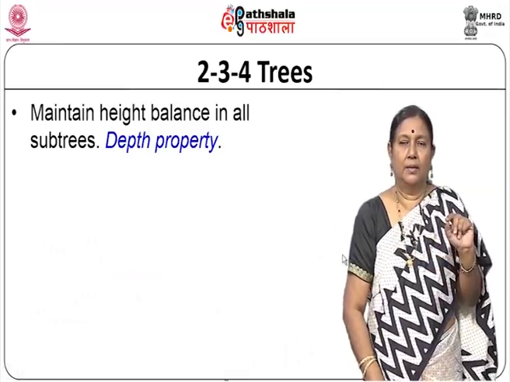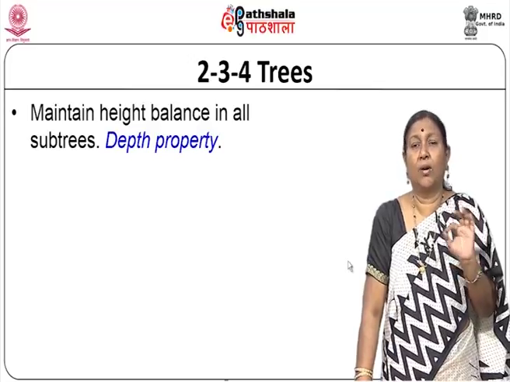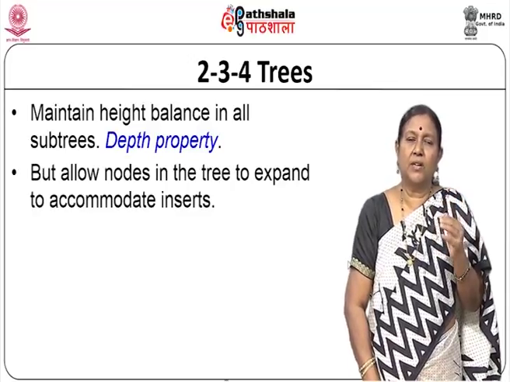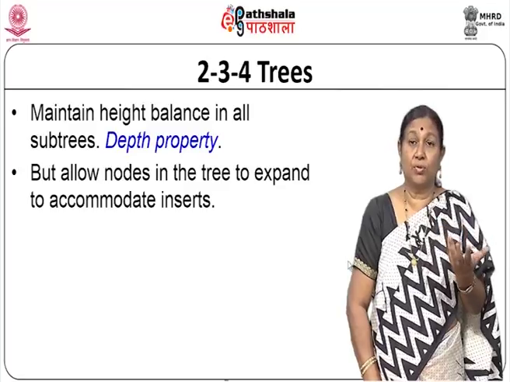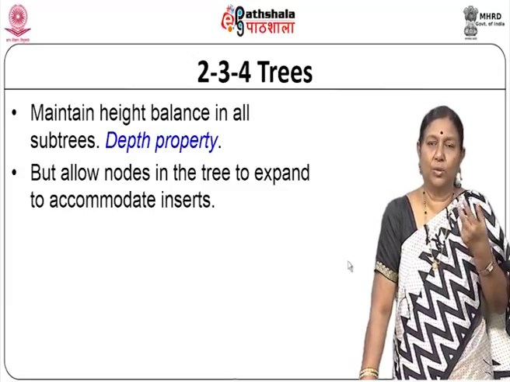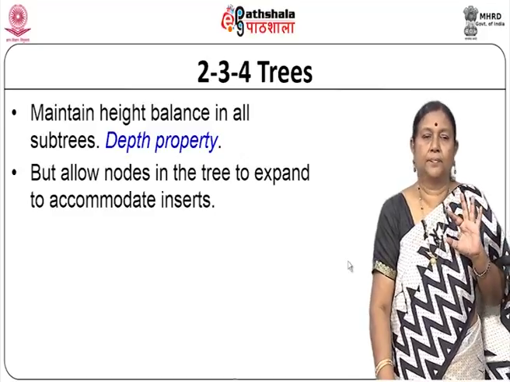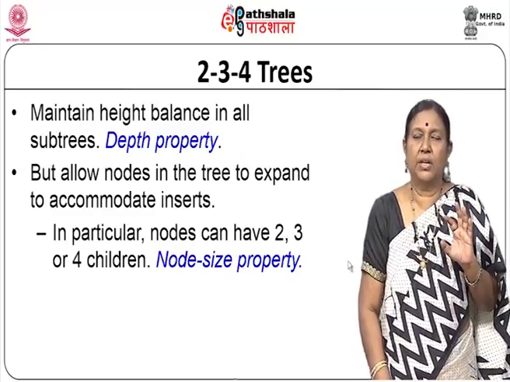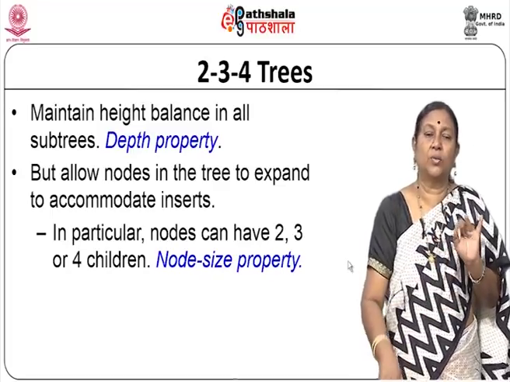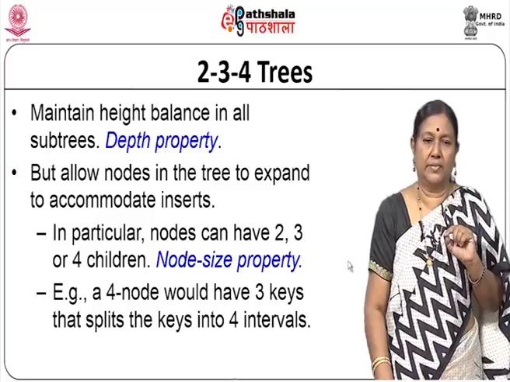Now, there are some properties of 2 3 4 trees. One is that it maintains height balance in all the subtrees, so that it has the depth property, but allows nodes in the tree to expand to accommodate inserts. So, it allows nodes to expand: a 2 node can become a 3 node, and a 3 node can become a 4 node. In particular, nodes can have 2, 3, 4 children. So, it is called a node size property. So, it has a depth property, it has a node size property, and a 4 node would have 3 keys and split the keys into 4 intervals.